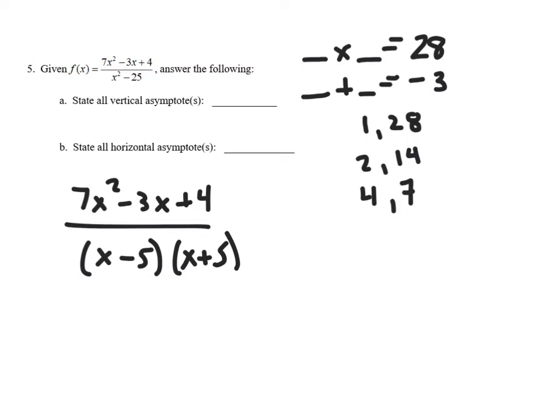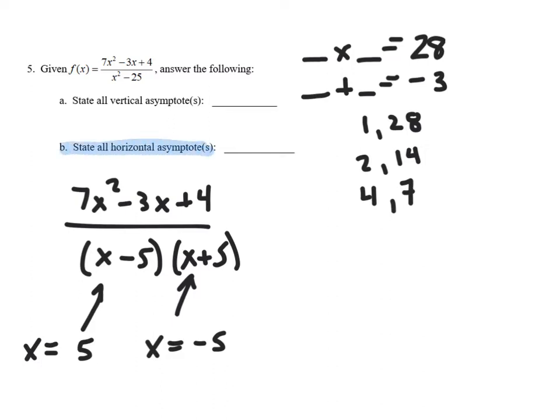Now I can start to look at the domain, the values of x that cannot be used in the denominator. I can't use x equals 5, and I can't use x equals -5. Those are my 2 domain restrictions, which are vertical asymptotes.